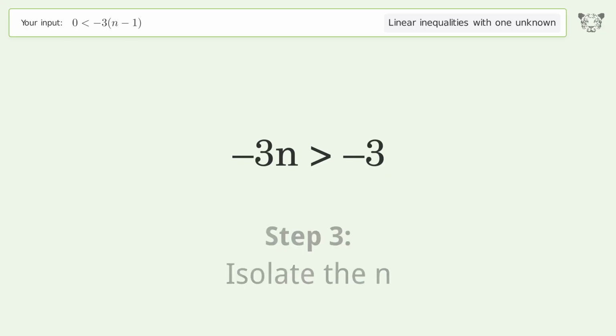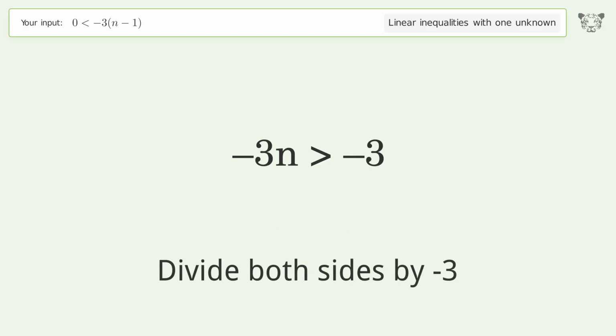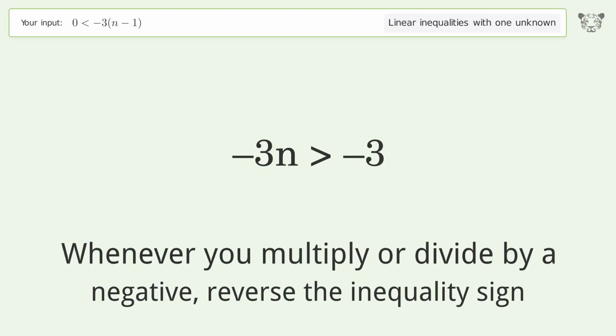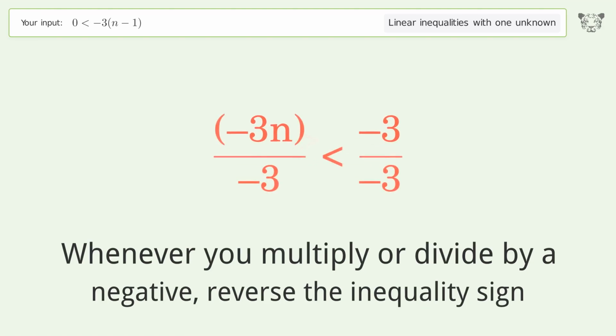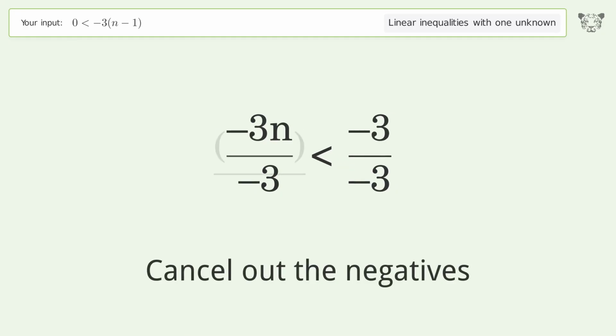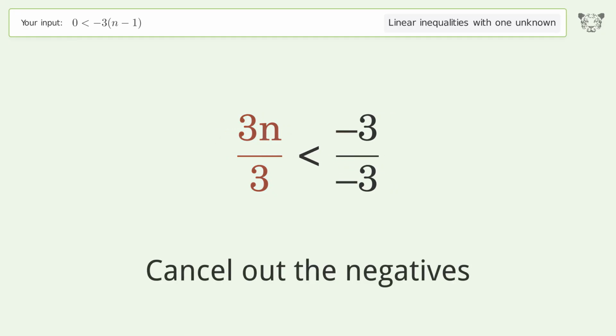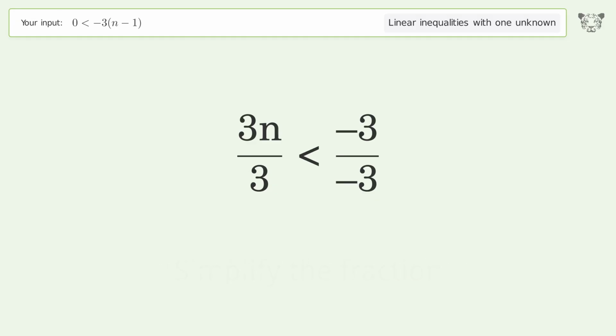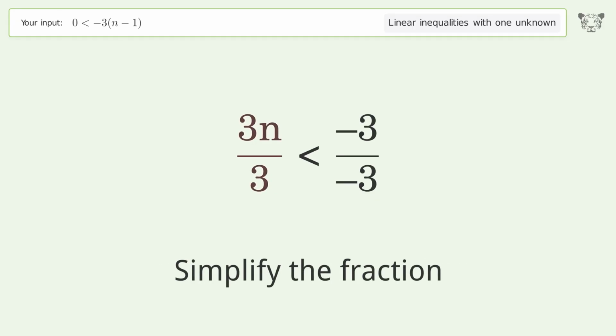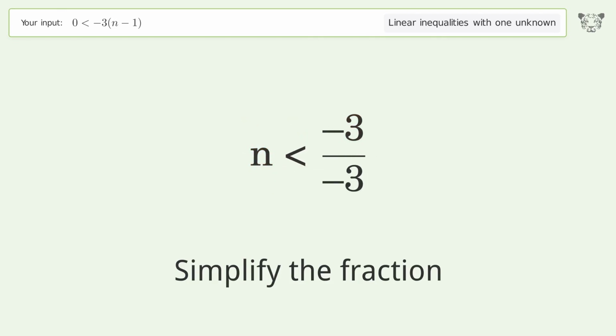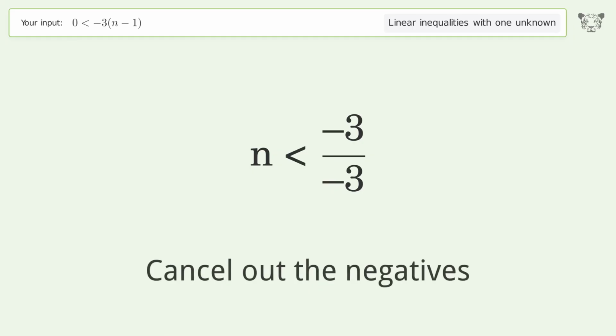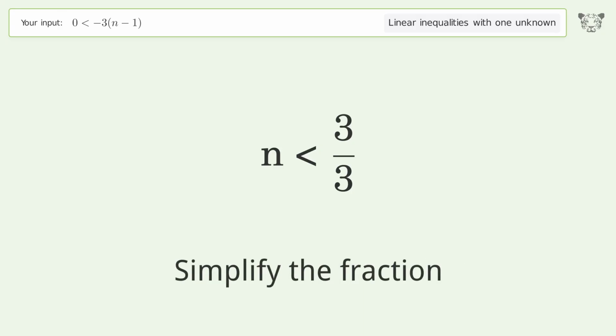Isolate the n. Divide both sides by -3. Whenever you multiply or divide by a negative, reverse the inequality sign. Cancel out the negatives. Simplify the fraction. Cancel out the negatives. Simplify the fraction.